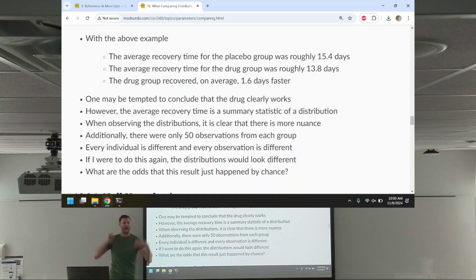We can pretend everyone had a placebo. Let's take 50 of the placebo group and put them over there and put the other ones there. What's their average recovery time difference? Do it again. Do it again.